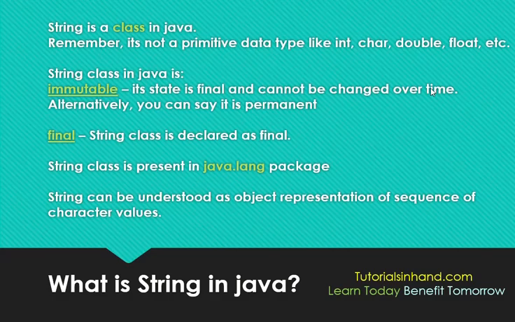And string can be understood as an object representation of sequence of character values. This I will show you in Eclipse in some time. For now, you must take a note that string class in Java is immutable. That means once you create a string object, its state is final and it cannot be changed over time. Alternatively, you can say that string once created is permanent and its value will not change.